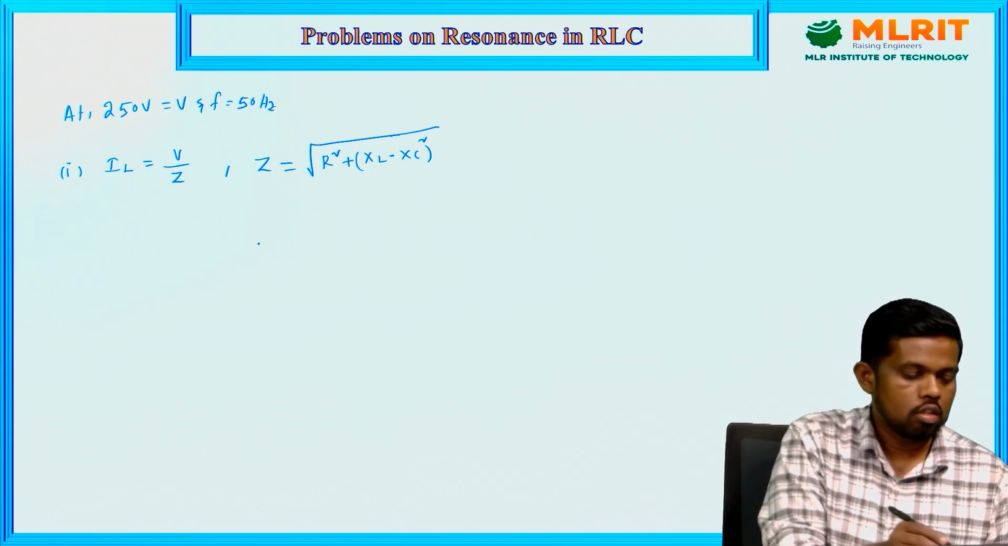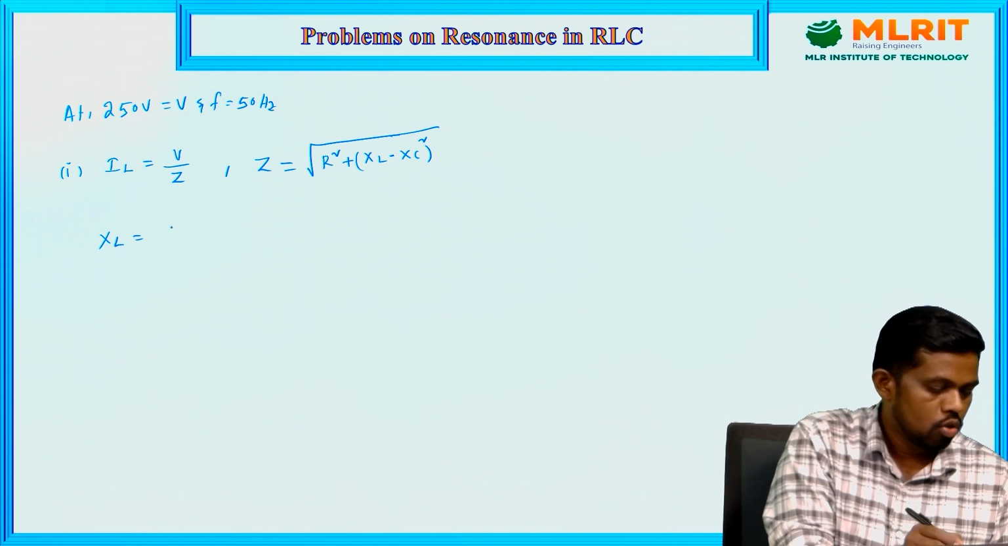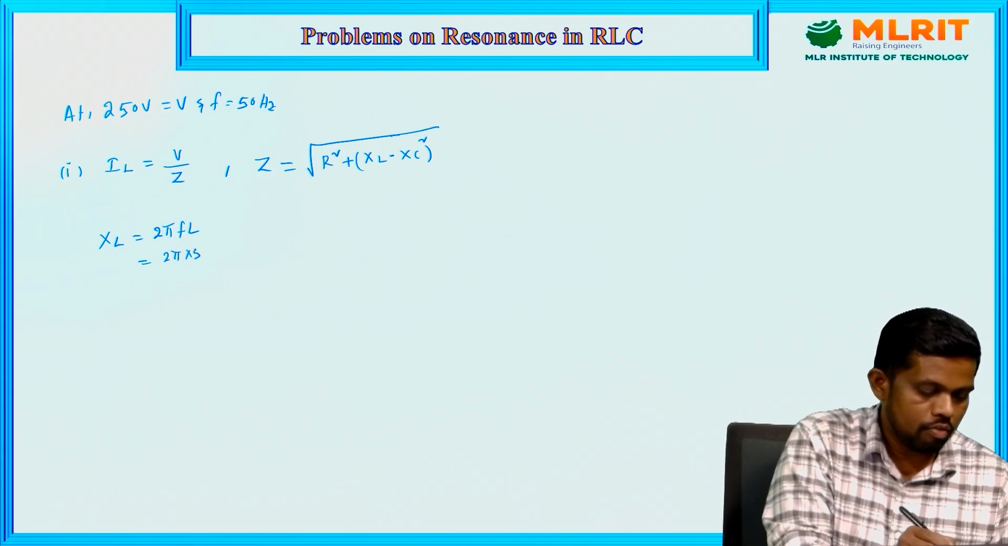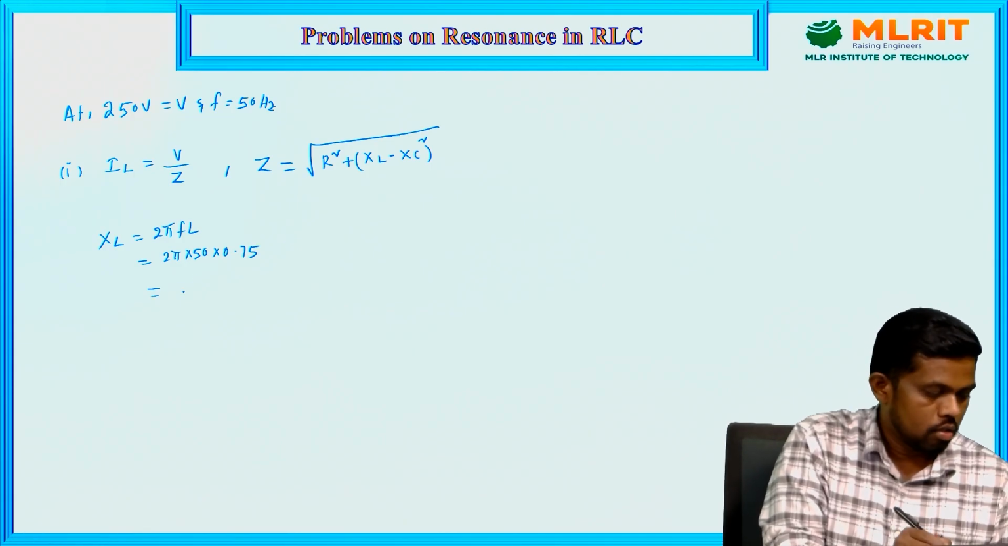So first of all we need to find the XL value. XL equal to 2 pi FL, which means based on the substitution of these values, that is 2 pi, then F is 50 into 0.75. After simplification, we will get 235.6 ohm.